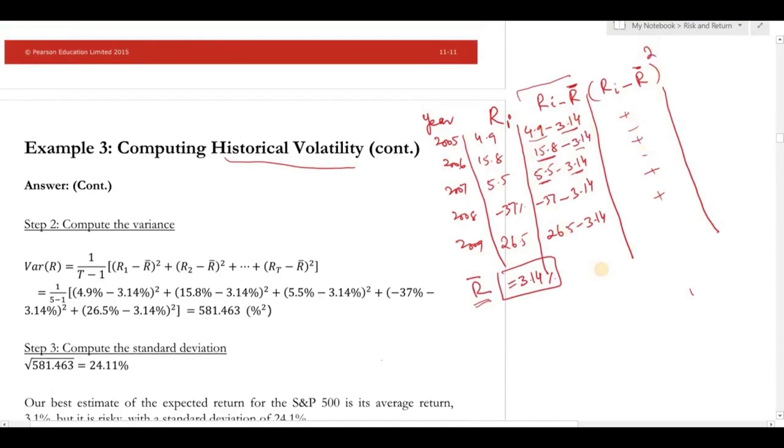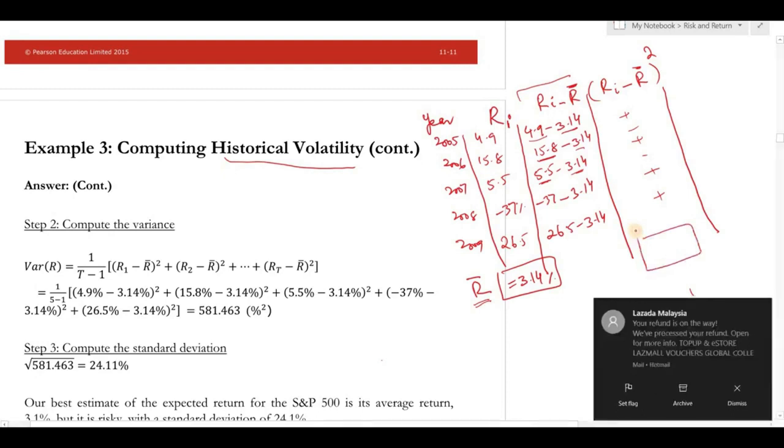We take the square. Once we get the square, everything becomes positive. And then we simply add them.